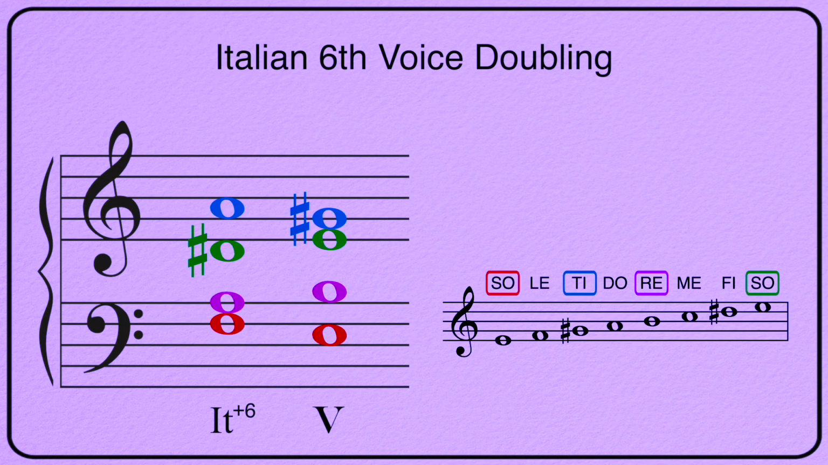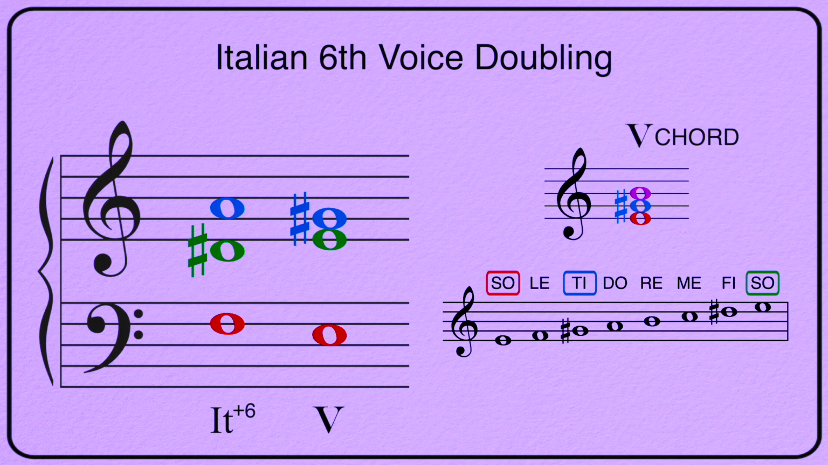Notice how when we had the Italian sixth in 3 voices, we had to resolve it to an incomplete 5 chord. Do resolved down to ti, and we had to make do with the 5 chord missing its 5th, re. But when you're in 4 voices and you double do, one of them gives you ti, and the other re, resulting in a complete 5 chord.